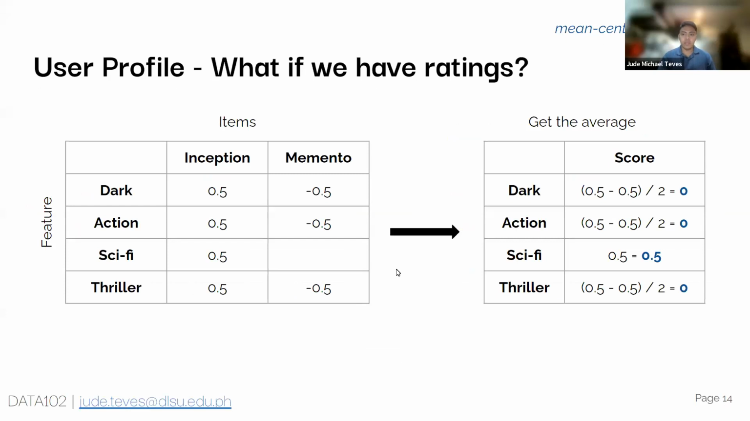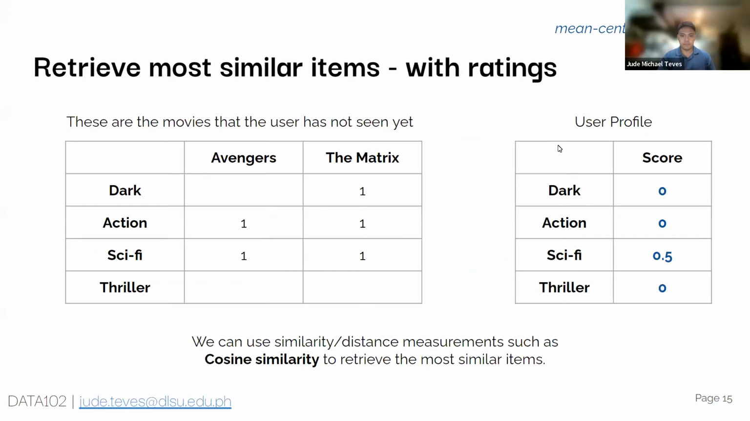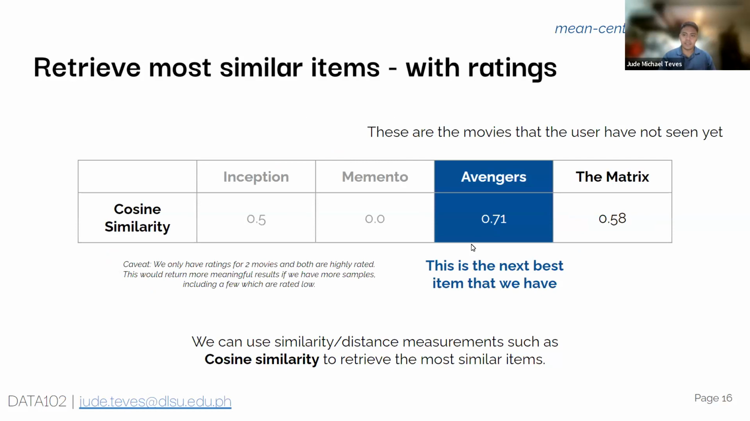And then we get the average of those. So it will be 0, 0, 0.50. Our user profile will now be 0, 0, 0.50, and then we calculate the distance or similarity of the user profile with the rest of the matrix. In this case, if we use the mean centering variation, we will choose Avengers because it has a higher cosine similarity. It's 0.71 versus 0.58.